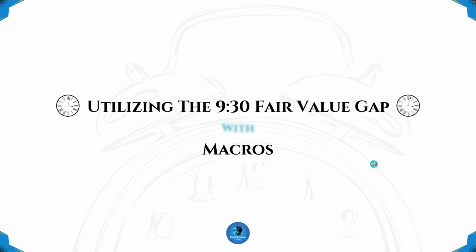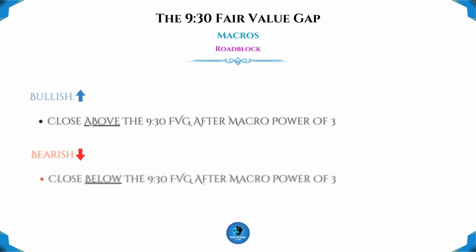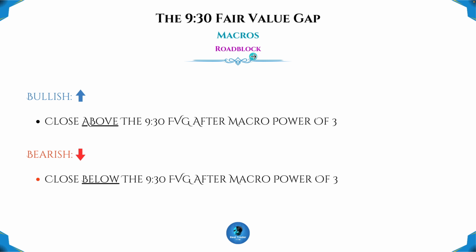So first, we're going to talk about how we can utilize the 930 fair value gap with macros. The terminology that we're going to use throughout this lesson and in future teachings, the entirety of RTO's future, is roadblock number 1. And then we'll also look at reference points. So the 930 fair value gap as a roadblock.